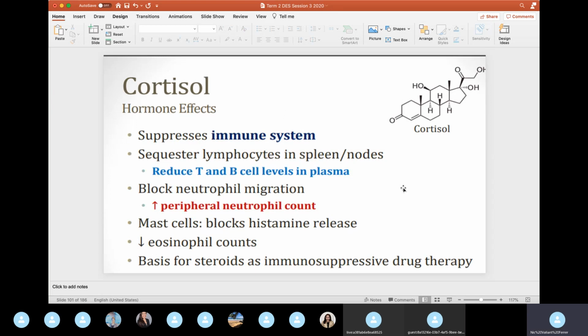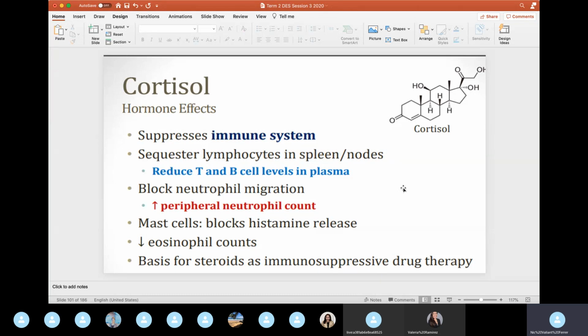Cortisol suppresses the immune system. Via what mechanism? How does it suppress the immune system? By reducing your T and B cells? Yes, it reduces T and B cells by specifically inhibiting NF-kappa B. This NF-kappa B is used for the development of your T and B cells. It also blocks neutrophil migration.